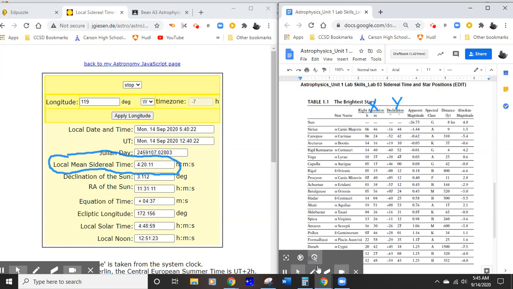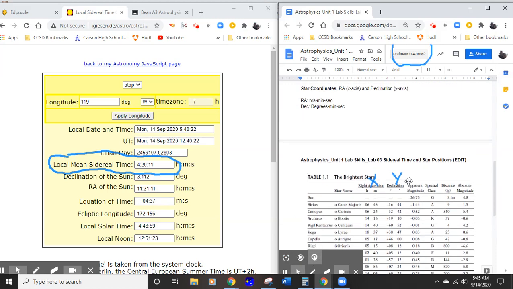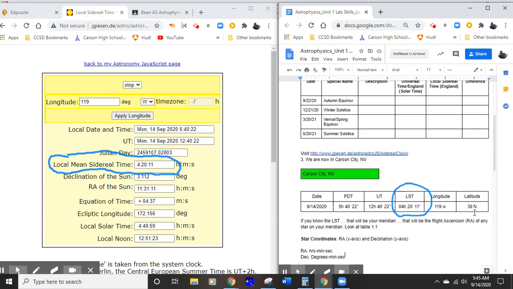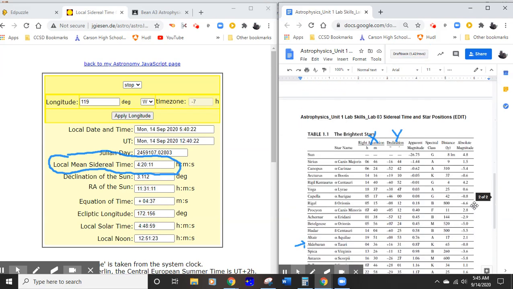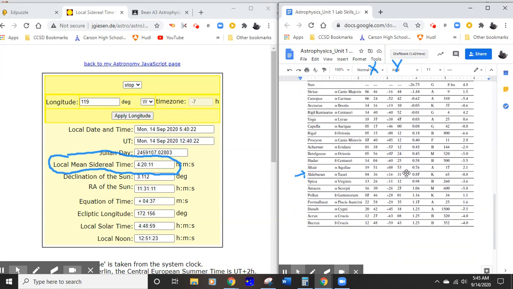So Aldebaran will be right over our meridian. It's on our meridian. However, take a look at this right here. It says 16 degrees and 31 minutes. Now let's go back over here. Our latitude is 39 degrees north. Aldebaran is 16 degrees north, so it'll be a little bit to the south of us as we look in the night sky, because we're at 39 degrees.